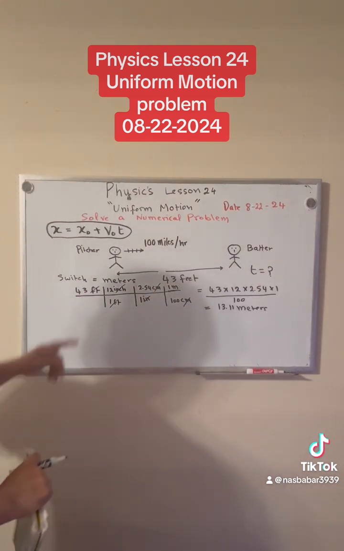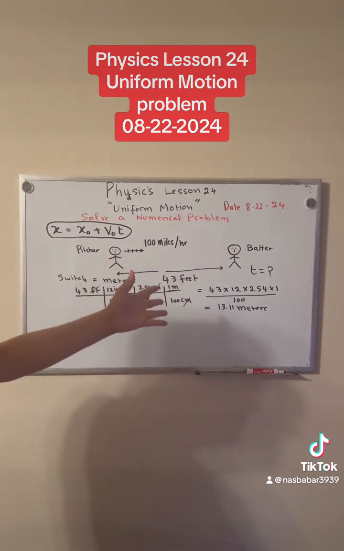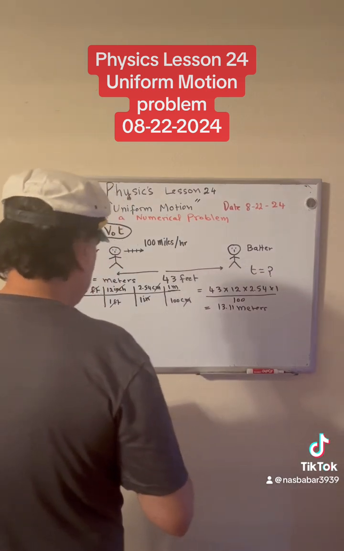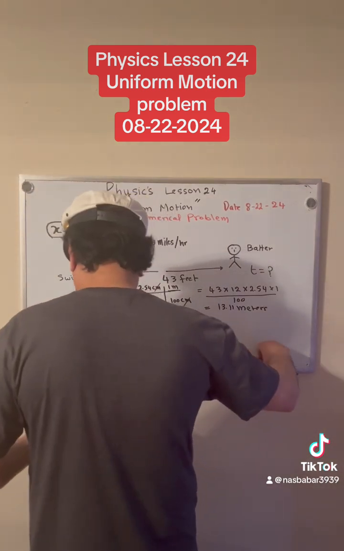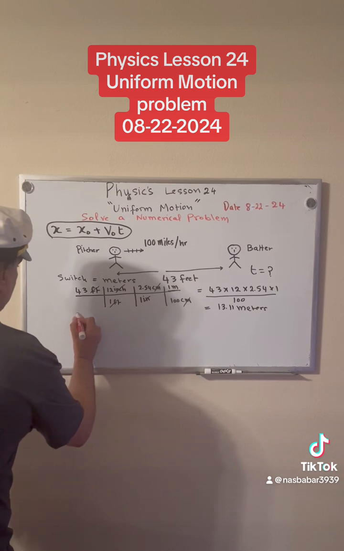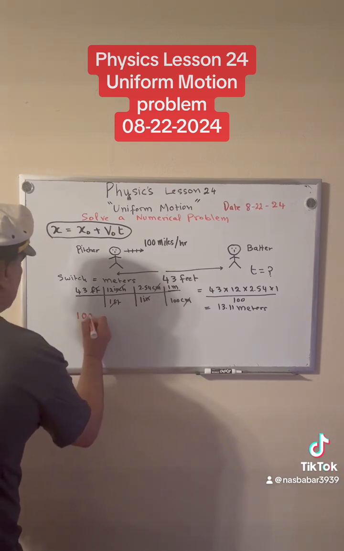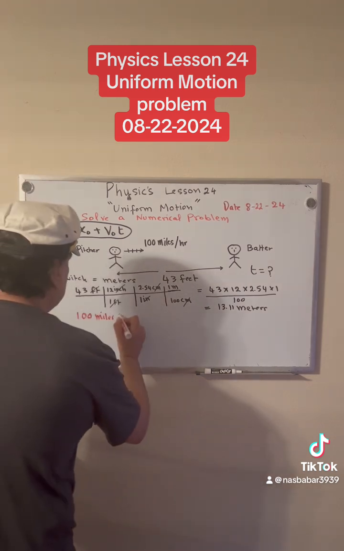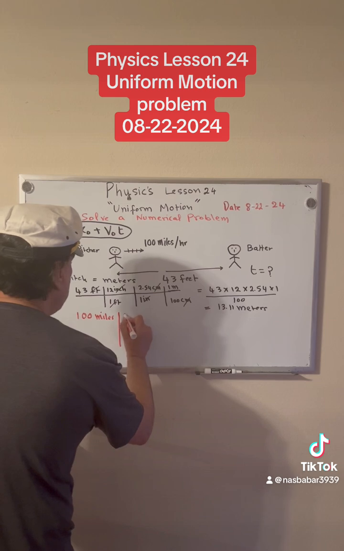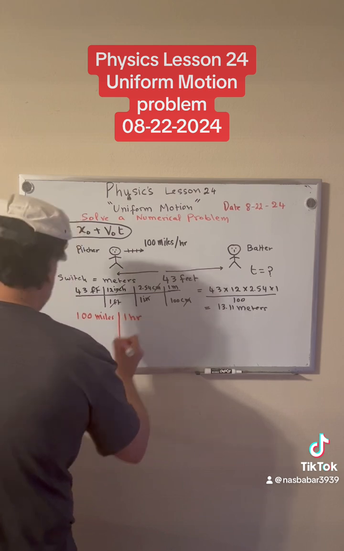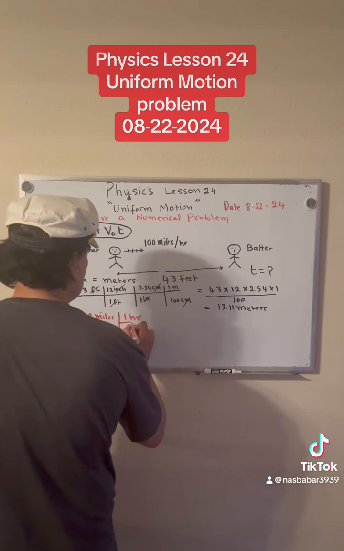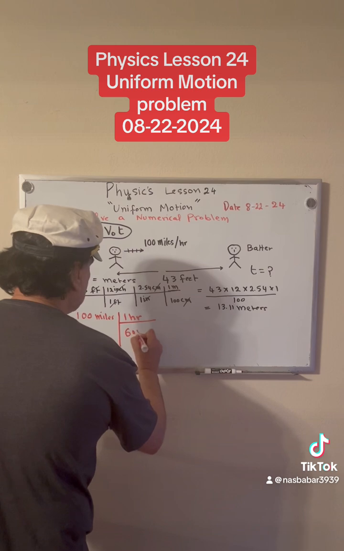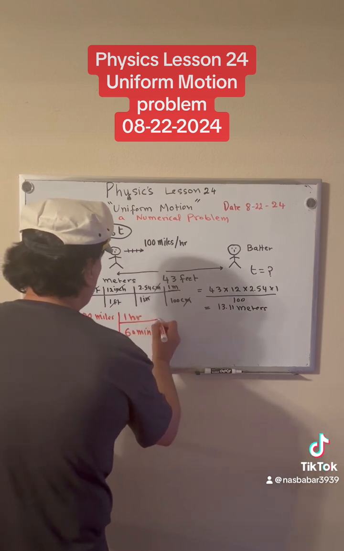Now we have to convert 100 miles per hour into meters per second. Okay, so how we do that? Let me go ahead and do that in red. So first thing is you have 100 miles, okay, right here, and then you have 1 hour, okay. Now 1 hour has how many minutes? 60 minutes, okay. All right, follow me along now.